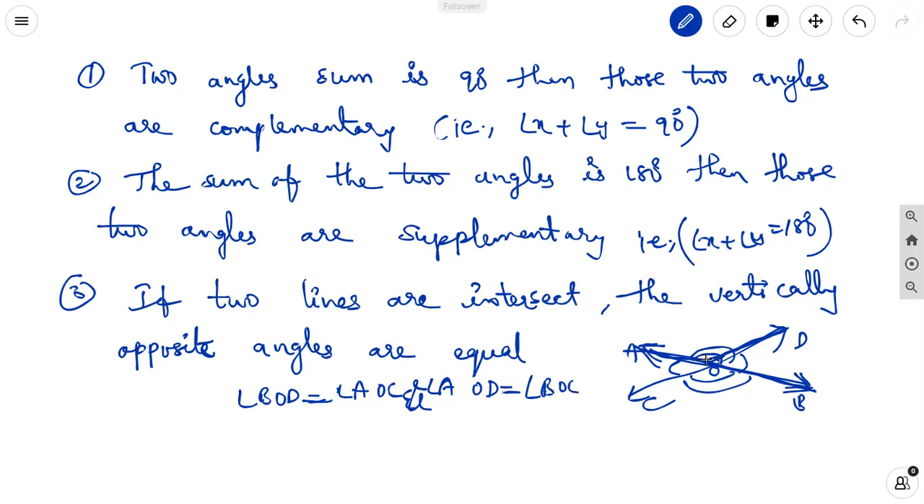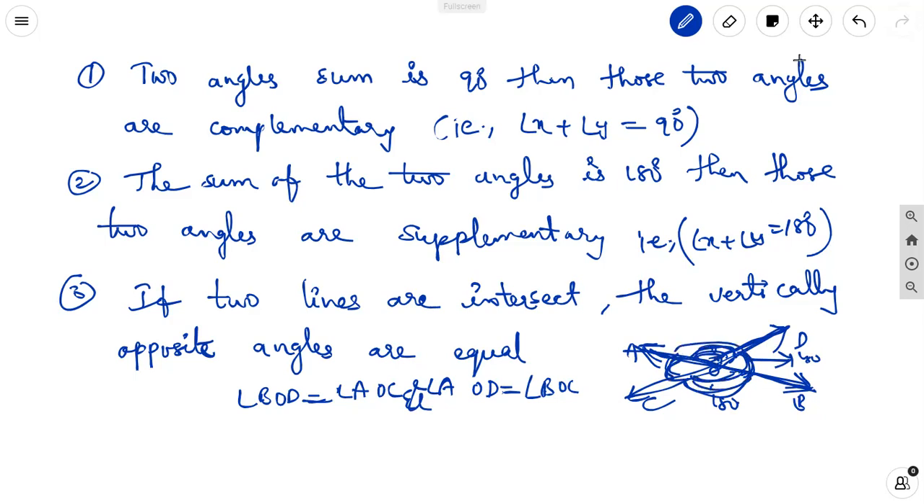Why? Because the sum of these two angles equals 180 degrees. The sum of these two angles equals 180 degrees. If this is a common angle, these two should be equal after subtracting from one another. In that case, we get that the opposite angles are equal.